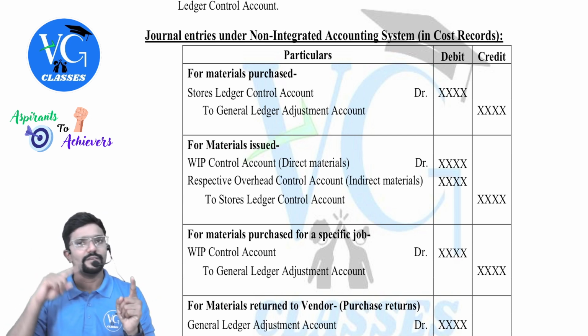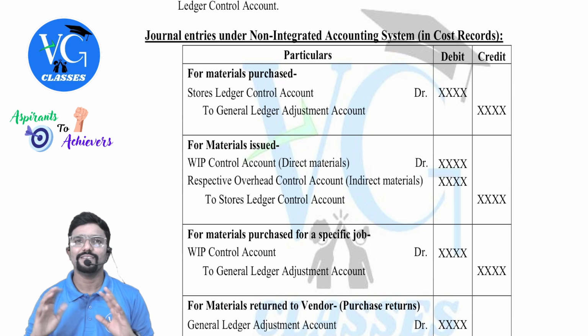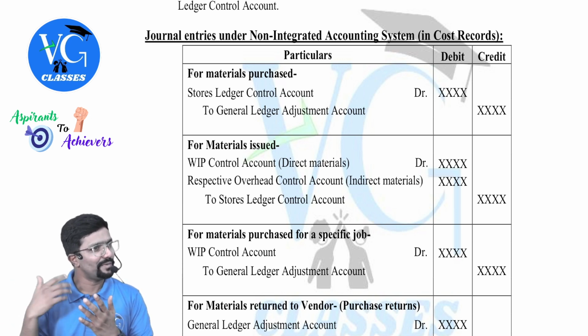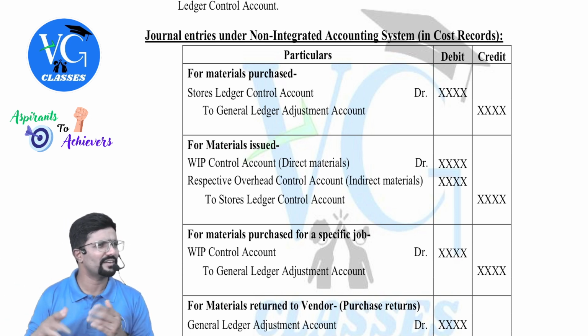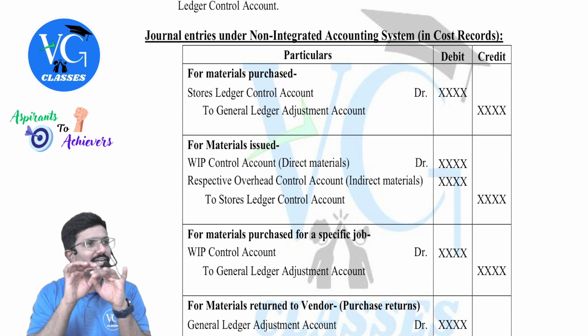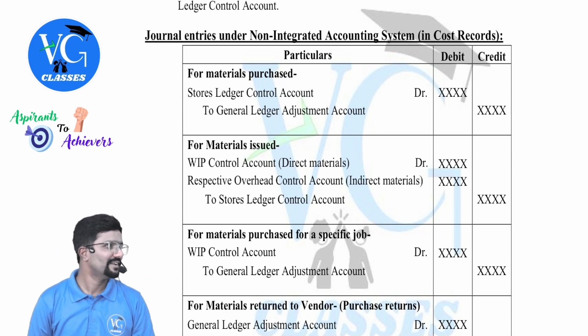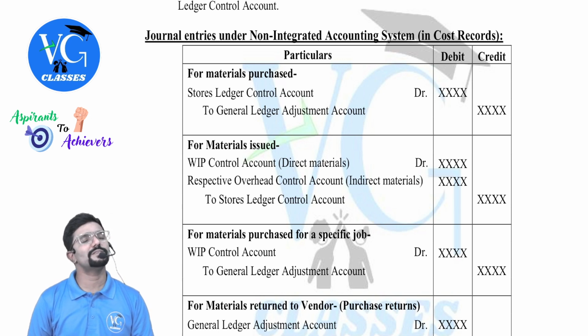We should pass the journal entry, then post it. Actually, in real life, we will not post it; it automatically gets posted. You are aware there is software for maintaining accounts. The time I pass the journal entry, debit, credit, ledger posting, trial balance, everything is automatically taken care of. But for academic purposes, we will do it now, and you will learn.